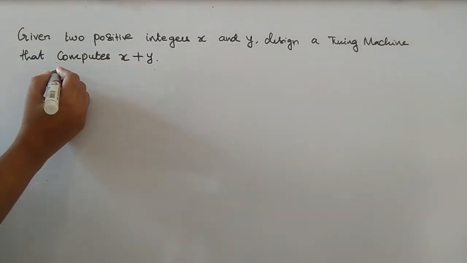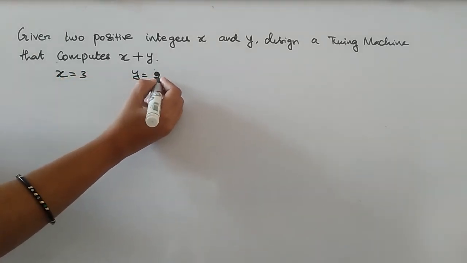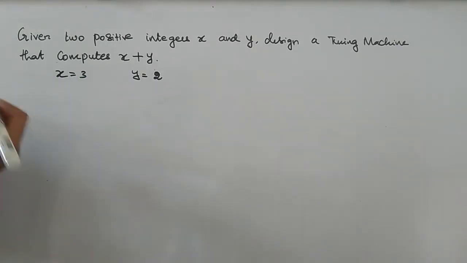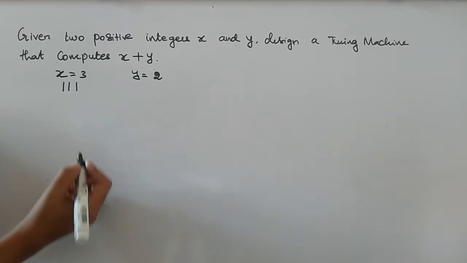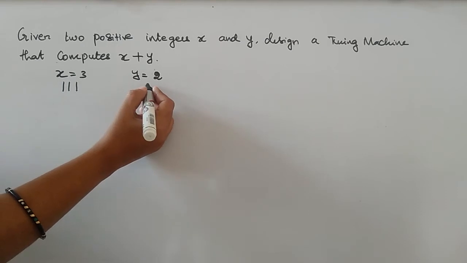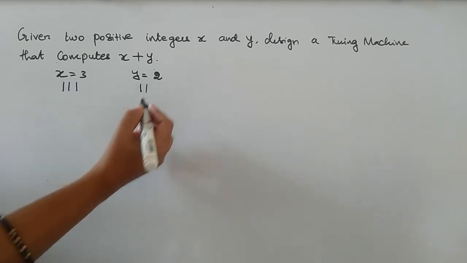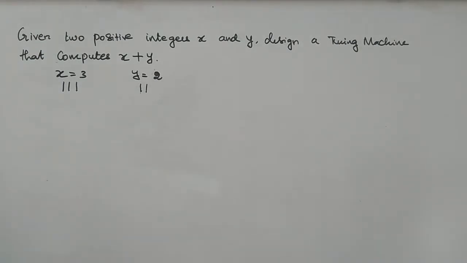Just for an example, I am taking x equal to 3 and y equal to 2. So if the value of x is 3, whatever the integer value may be, I have to represent it by means of 3 ones. If it is 4, I should represent it by means of 4 ones. And here I have y equal to 2, so I should represent the value of y by means of 2 ones. If the value of y is 4, I should represent it by means of 4 ones.